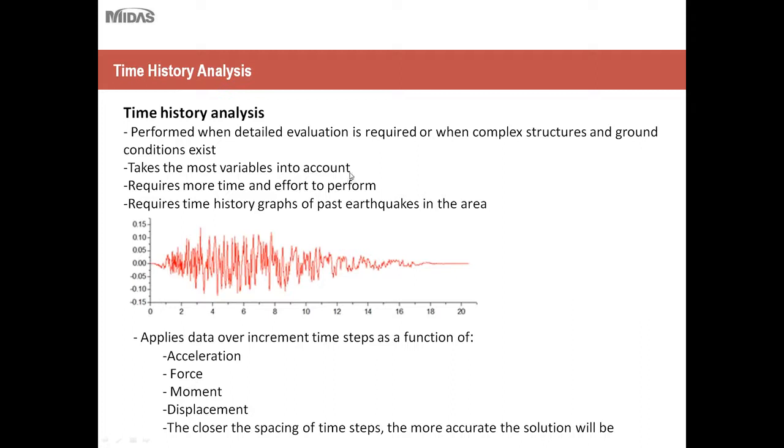The main advantage of time history analysis is that it takes more variables into account. So you can get something much more accurate, and designs that are much more optimized, because you're taking more time to make a more thorough analysis. The drawback, though, is that it requires more time and effort to perform. That's one of the main things engineers need to consider when deciding between response spectrum and time history analysis: will it be worth the investment? Is this a project that would need this level of detail?